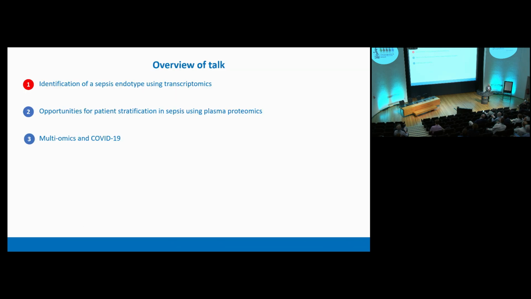So I'm going to tell you about how we've been applying particularly whole blood transcriptomics to try and identify a particular subgroup of patients with sepsis. Some work that we published in the last couple of weeks where we've been applying a proteomic approach, again, towards patient stratification, and then how we've been leveraging multi-omics data in the setting of COVID-19, more about this challenge of how you maximize the value of multi-omics most effectively.